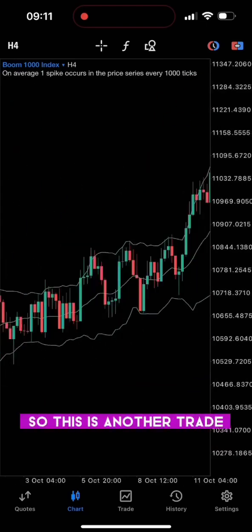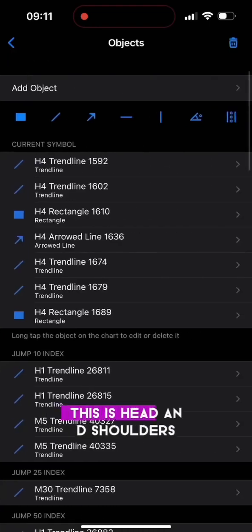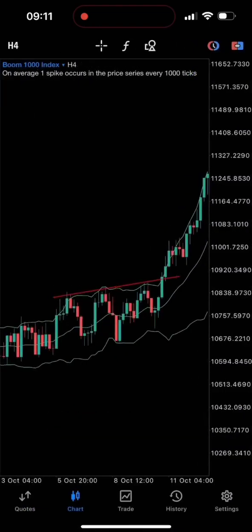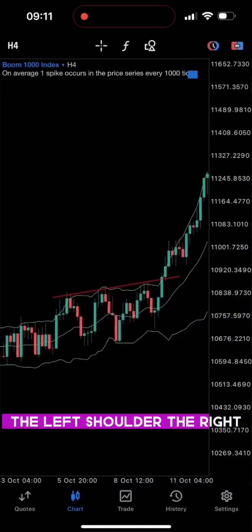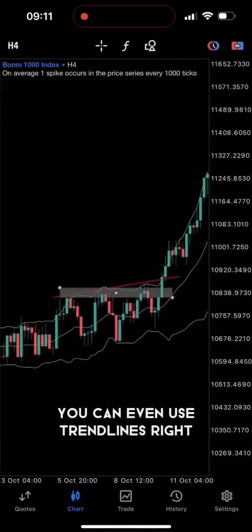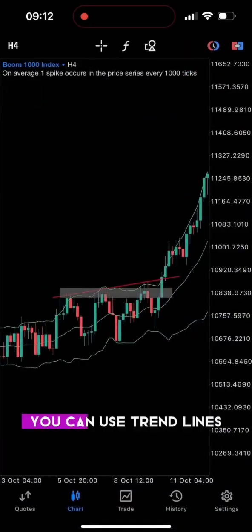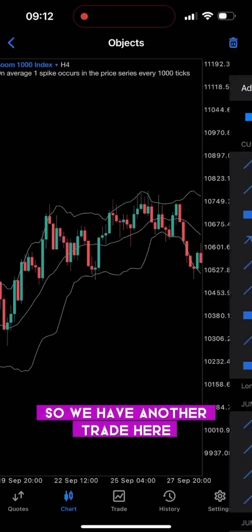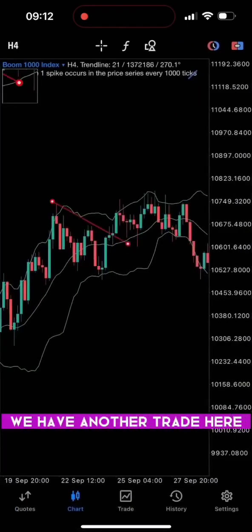So this is another trade. This is a head and shoulders, sorry, a Quasimodo. There is our head in the middle, the left shoulder, the right, then you wait for the right shoulder. You can even use trend lines, right? You can use trend lines. So we have another trade here.